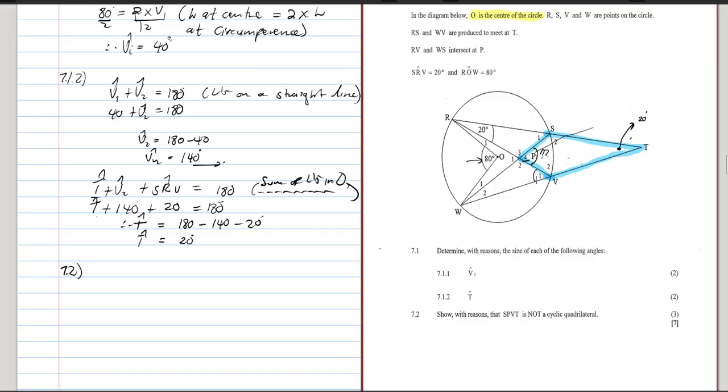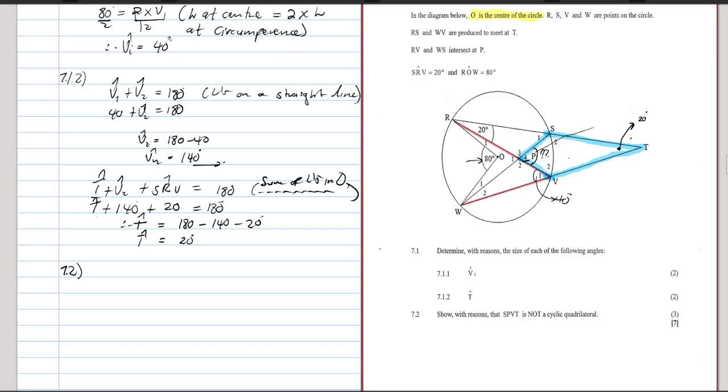What angles do we have? This is V1. We got 40 degrees. I just need to calculate P4. Alright, I see, there's a bow tie here. Let me show you. Let me use a red. This is the bow tie.